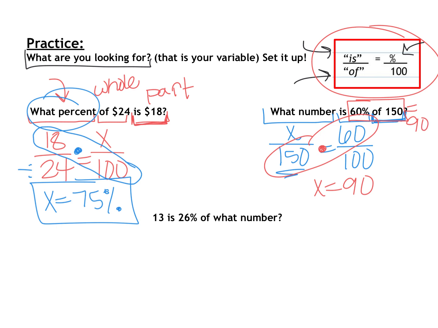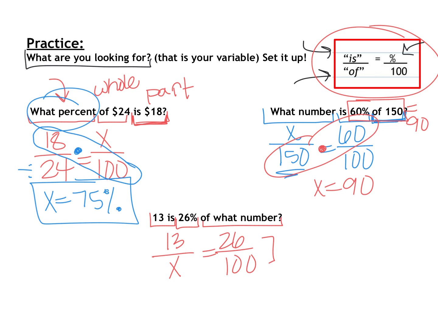And then we have 13 is 26% of what number? So we're taking 26% of something to get 13. So whatever the part is, that's on the top, over whatever I'm taking the percent of, which I don't know, and then it's going to be 26 over 100. The ratio with the percent is pretty easy because if it has a percent sign behind it, it's going to go on the top over 100, and if we don't have the percent, that's going to be x over 100.